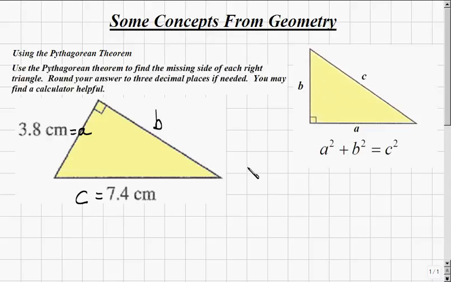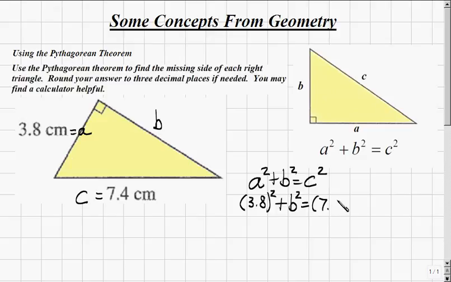So we'll list the Pythagorean Theorem. We'll plug the numbers in for A, B, and C, actually A and C, and solve for B. So a squared plus b squared is equal to c squared. And since a is 3.8, we'll write this as 3.8 squared plus side b squared, since we don't know it, is side c, 7.4 squared.